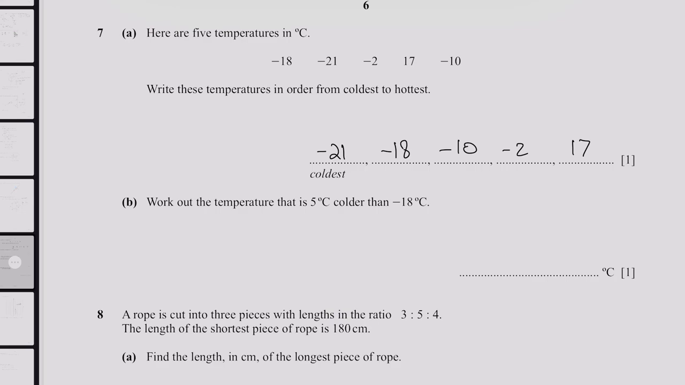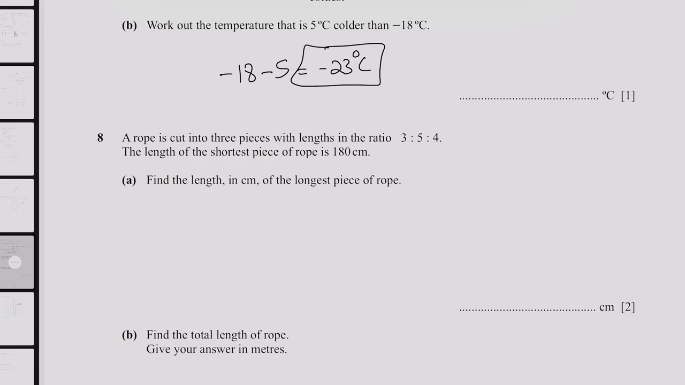Work out the temperature that is 5 degrees colder than minus 18. So minus 18 minus 5 equals minus 23 degrees Celsius.